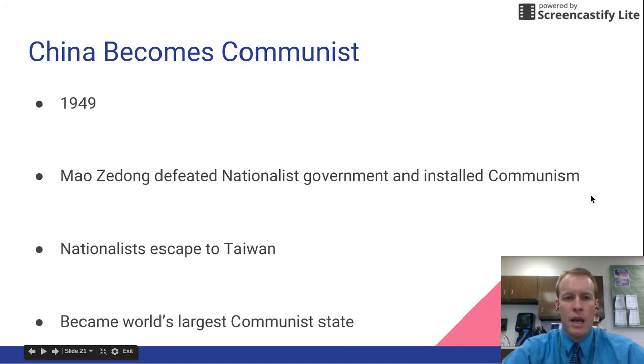In 1949, we had a huge surprise in that China became a communist nation. Mao Zedong was the leader of the communists who defeated the nationalists within China, making China the largest communist nation in the world. The nationalists, by the way, escaped to Taiwan and formed their own country, which is still a country today.